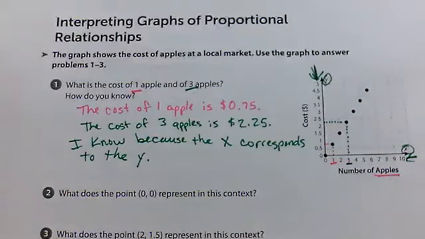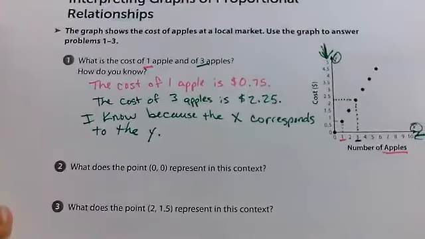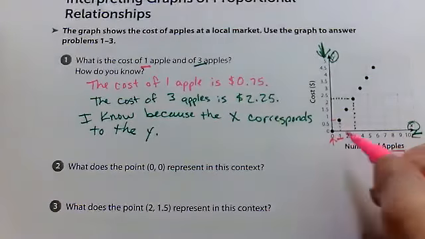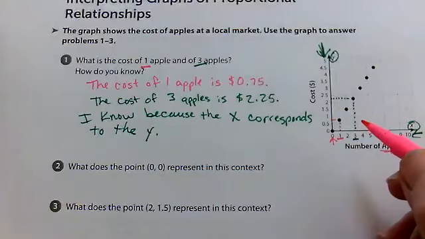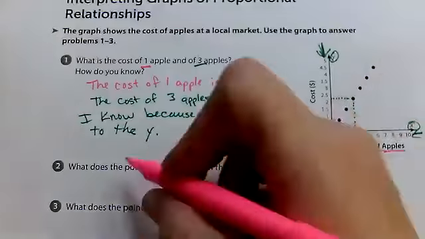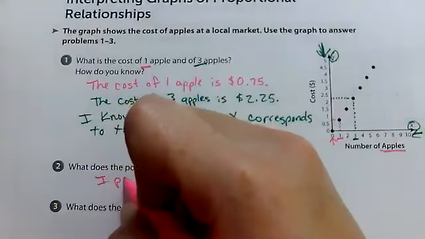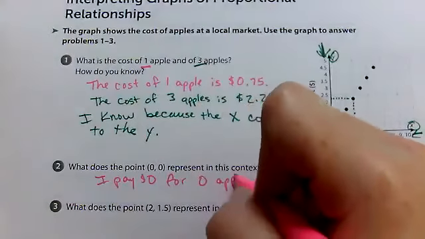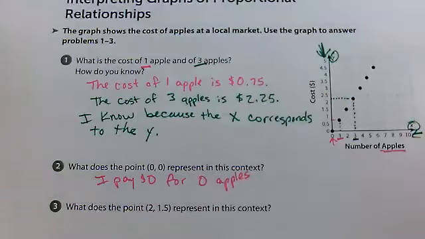All right, we're going to move down to question number 2 of this one. What does the point 0, 0 represent in this context? Well, if I'm looking at the number of apples, 0 is telling me, how many apples did I buy? None. I ain't got none, right? How much am I going to pay for no apples? Nothing. I'm not going to pay for something I don't have. So that tells me I pay $0 for 0 apples, right?